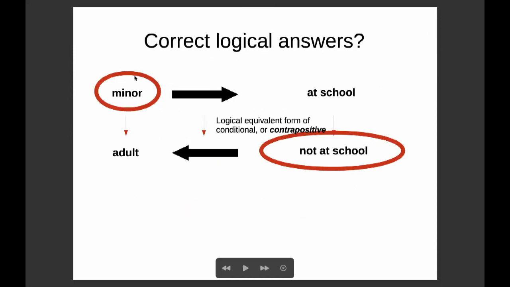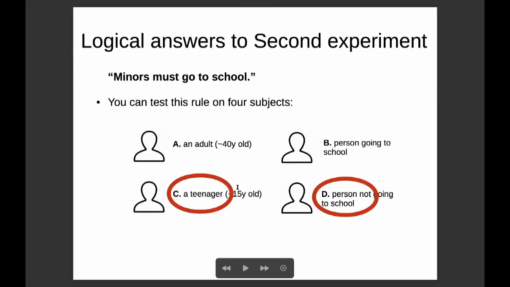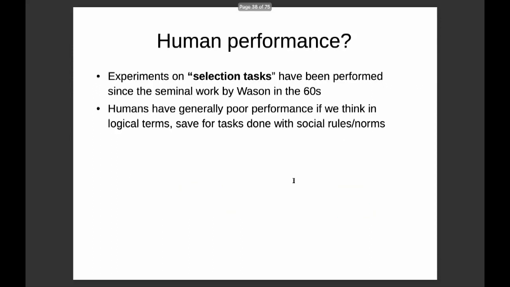Similarly, we need to check the minor person as well as the person not at school, and those will be answers C and D of the second experiment. So, have you correctly answered in the first experiment? In the second one, if you did something wrong, do not worry.